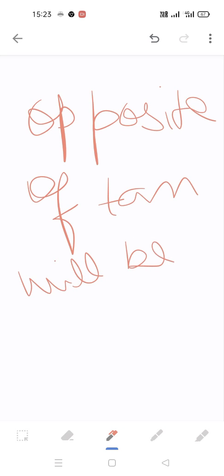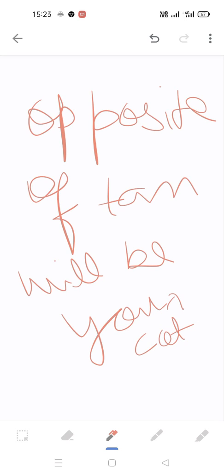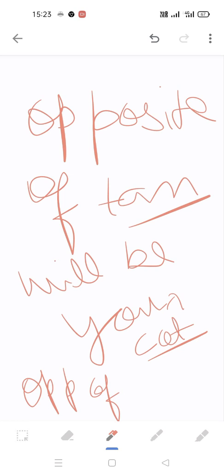Next, what is cot? Opposite of tan will be your cot. Now opposite of cos will be your sec, and opposite of sec will be your cosec.